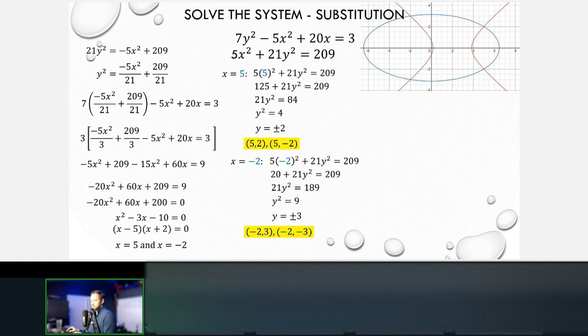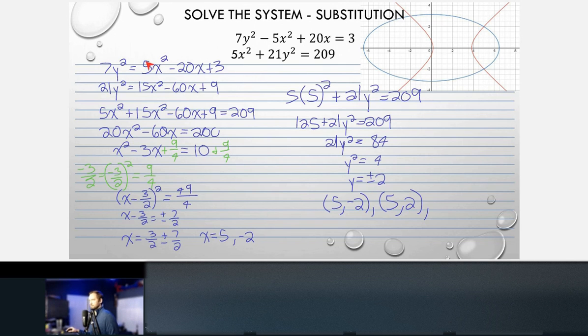But you can see doing it this way, it overly complicates things because we have fractions, and it would just been easier to do what we did here.